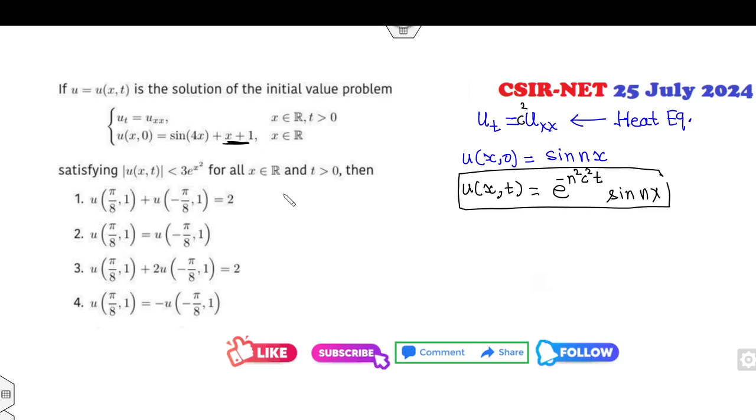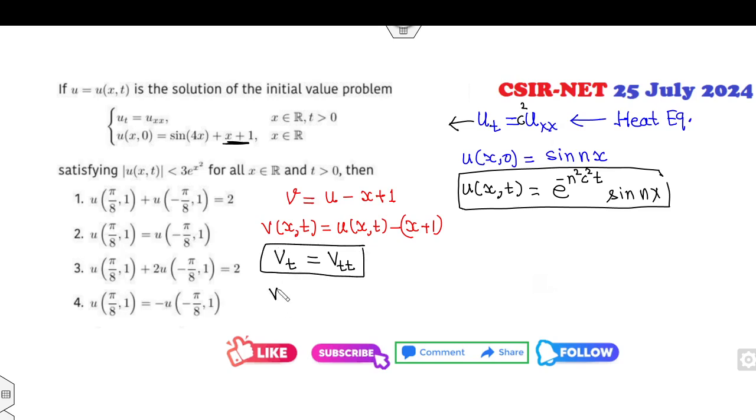Very simple. I can remove this part. If I define v to be u minus x plus 1, that means if I define the term v equal to u of x comma t minus x plus 1. Now clearly say what is my differential equation. What is the partial derivative with respect to t? It is v of t. Partial derivative with respect to xx is 0. Then it will be u of tt.